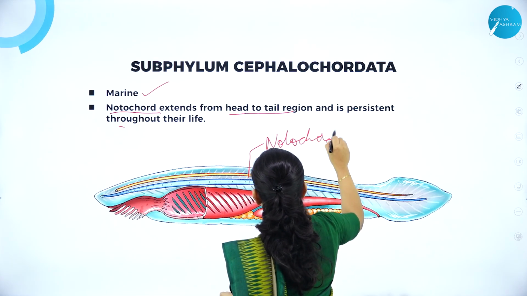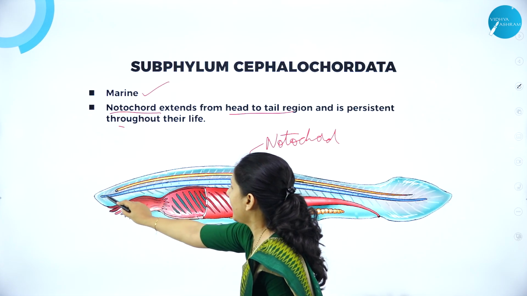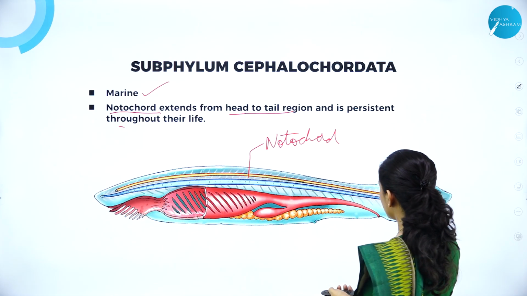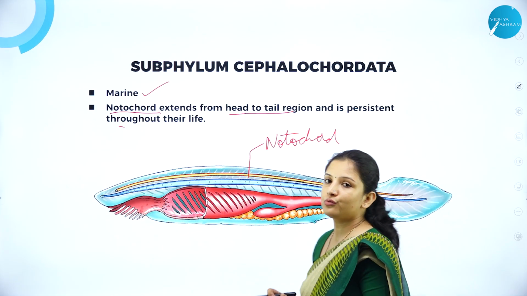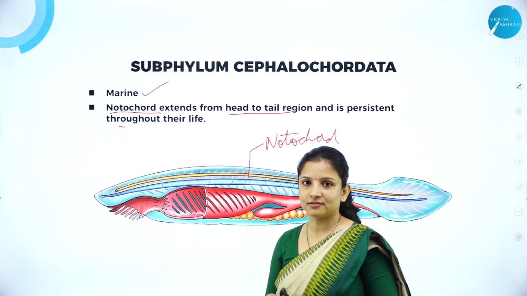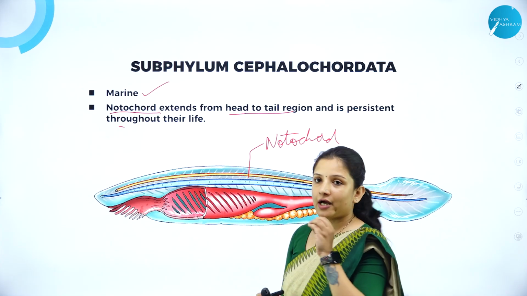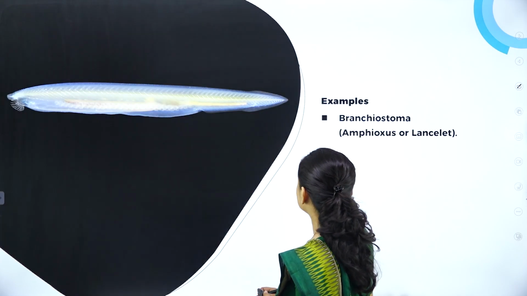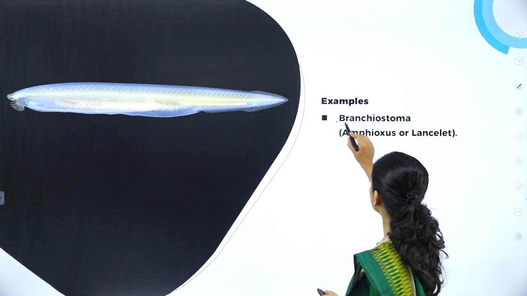If you can see, they extend from the head region to the tail region, and it is persistent throughout the life of the organism. So that is about cephalochordata. Some of the examples of cephalochordata: branchiostoma.